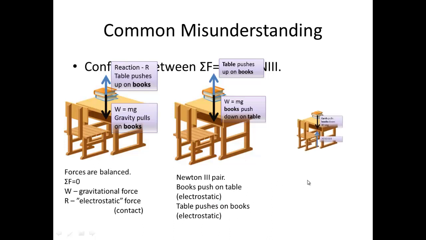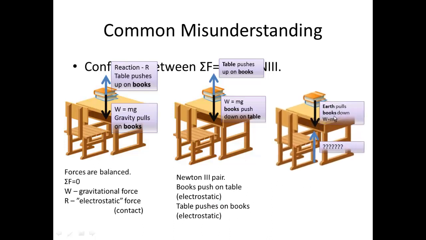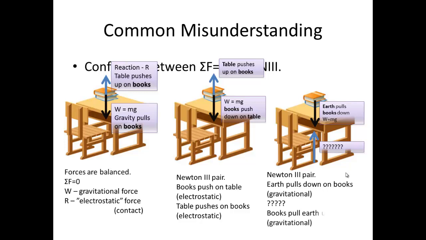A third example. We have the earth pulling down on the books. If the earth pulls down on the books, what is the Newton's third law pair? If the earth pulls down on the books, which is a gravitational force, it must mean that the books pull up on the earth. So this is what happens. The books pull up on the earth. You don't notice it because the earth is so big.